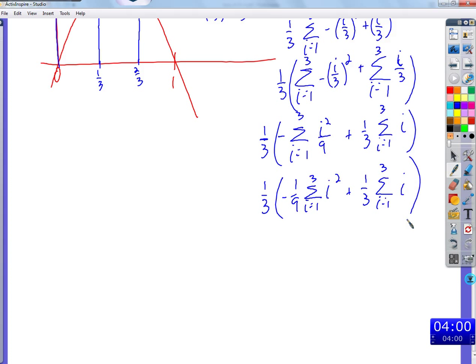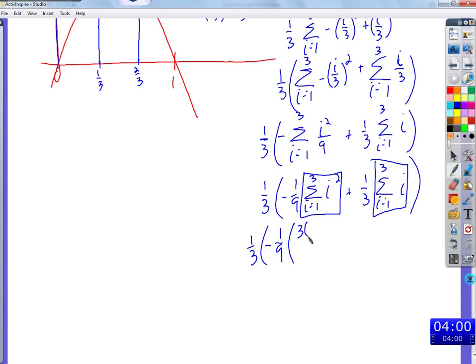So this has a formula we can use for it. It's much easier to do. So negative 1/9 times the formula from 1 to n of i squared. That's on page 260. What's n in this case? 3 is n. 3 is the last term. So we go out to the third one.